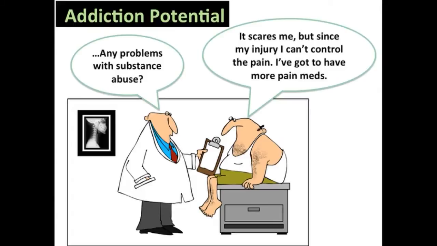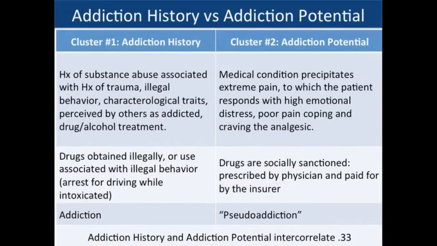Let's look at an overview of these two clusters of items. In the first cluster, addiction history, there's items about history of substance abuse associated with a history of trauma, illegal behavior, characterological traits, being perceived by others as addicted, and a history of drug and alcohol treatment. Now in this case, these are drugs and alcohol, things which were either obtained illegally or have use associated with illegal behavior, like being arrested for driving while intoxicated. All those suggest a history of what's classically referred to as addiction.